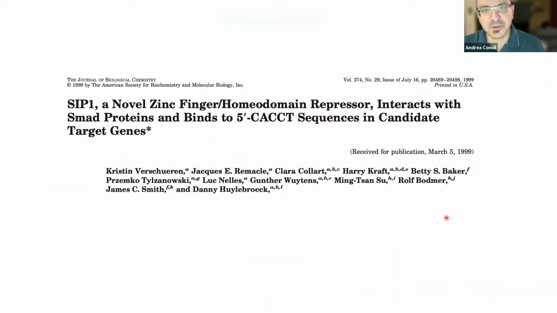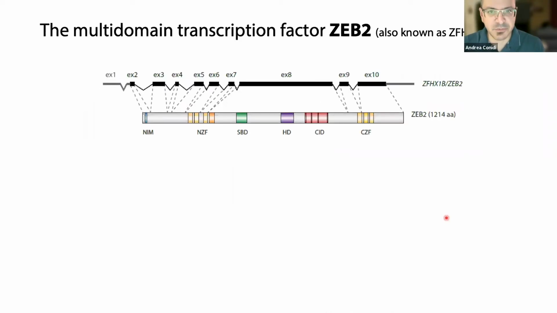But let's go to the research part. I'm here to talk about the research, and everything started in this paper where they describe for the first time ZEB2. But what is ZEB2? ZEB2 is a transcription factor, as I said. It's encoded by 10 exons. Well, actually 9 are real coding ones. And if you see, the protein is quite big. Here, this one is the protein. This is the gene architecture.